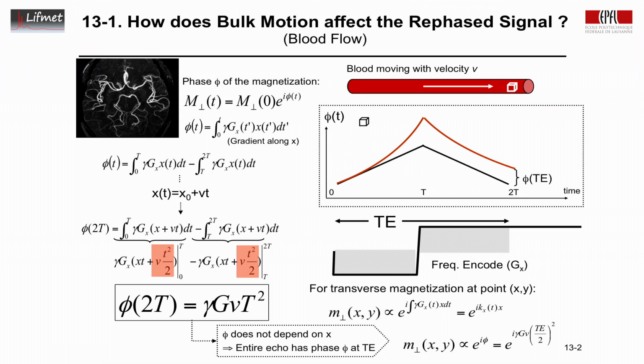So this is now coherent motion. We've assumed that the entire voxel, the magnetization in the entire voxel, moves in a certain direction. Now what we're going to be concerned with is random motion. This will be the next section.